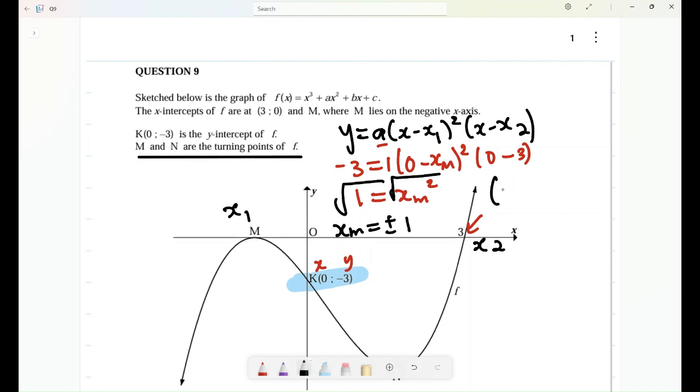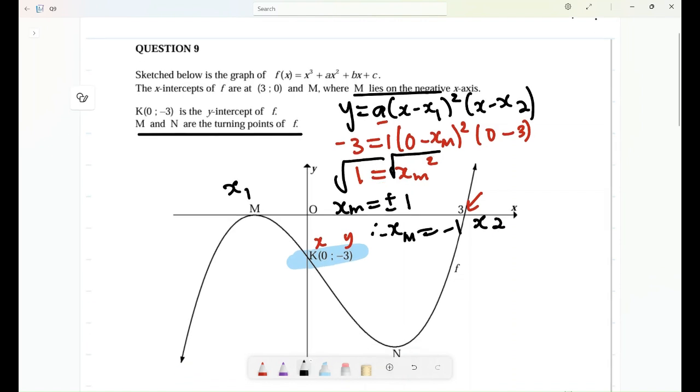Or you can do this. You can say xm squared, instead x squared minus 1, is equal to 0. You know it is x minus 1, x plus 1. So still the same thing. All right. Then, but the x coordinate of m, they told us that it lies on the negative x-axis, so it is negative 1. All right.